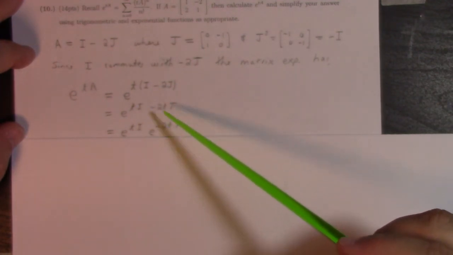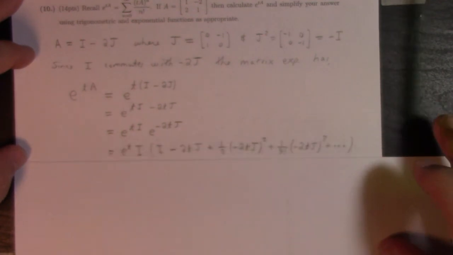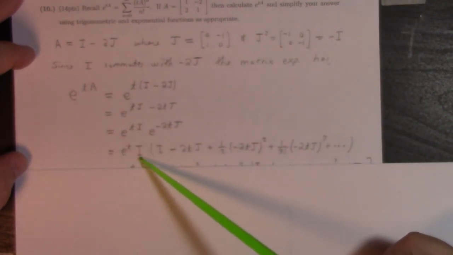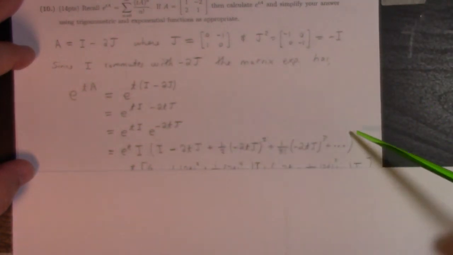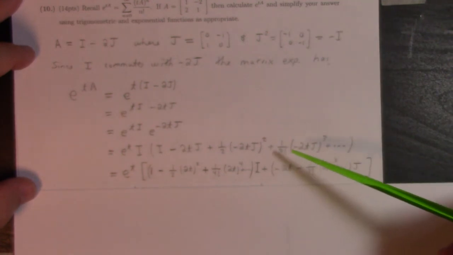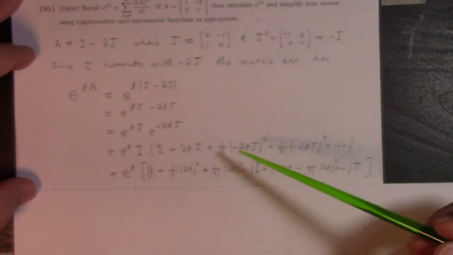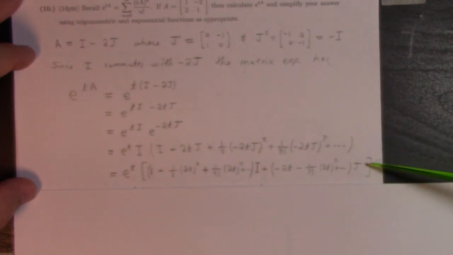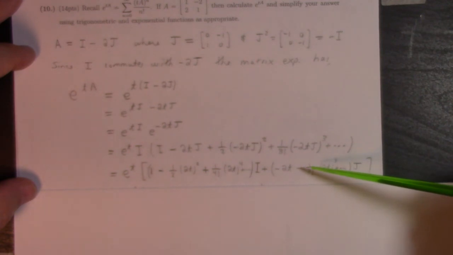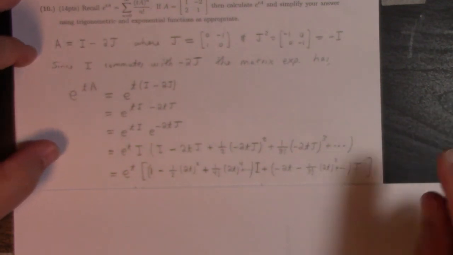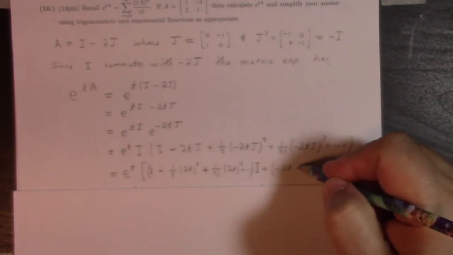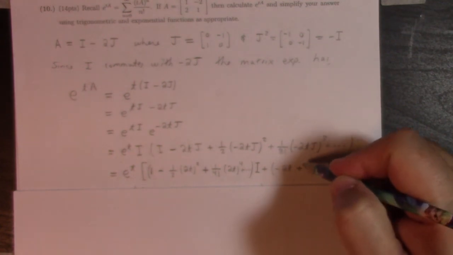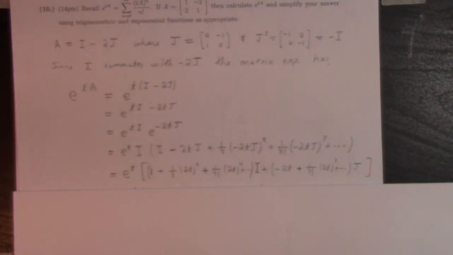So I get e to the tI times e to the minus 2tJ, and e to the tI simplifies to e to the t times I by one of your homework problems. And this expands like so, but then the even J's or the odd J's simplify like so. So the even ones give us the plus minus. The odd ones give us the minus. It should go plus minus, right?